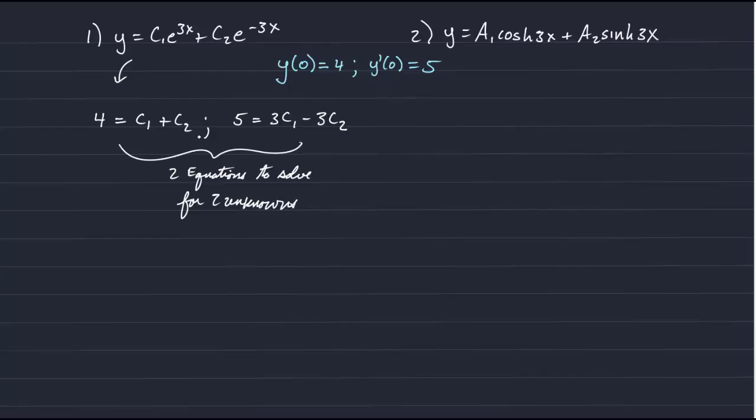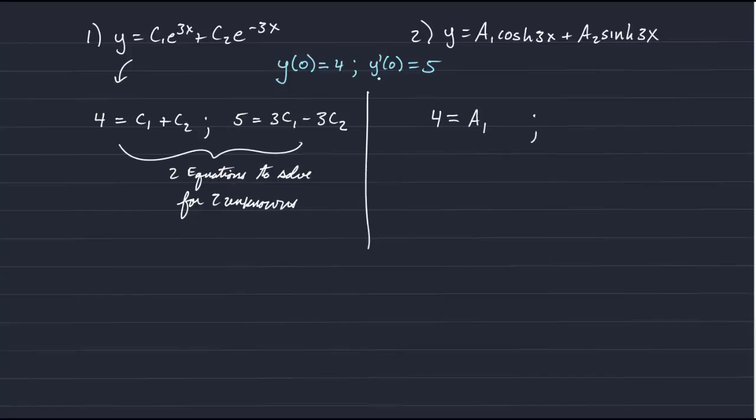And we can do that, and it's just another step or two to do that. But let's look at this form. Remember that at x equals 0, cosh is equal to 1, and sinh is equal to 0. So if y is equal to 4 when x is equal to 0, that means that 4 must equal a1. So that tells us what a1 is.